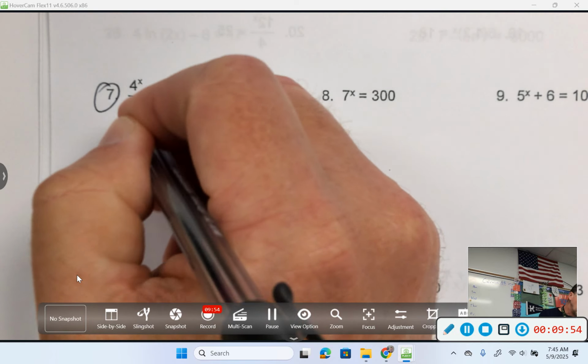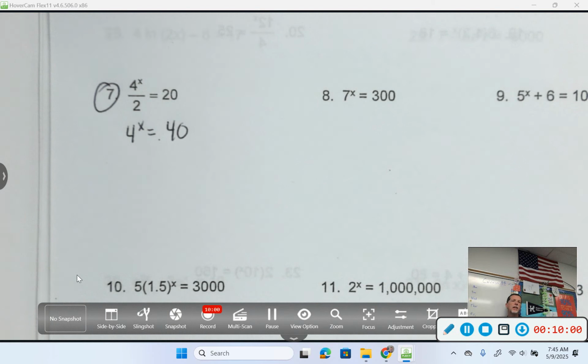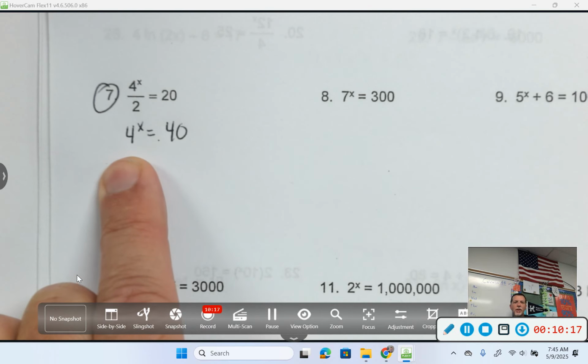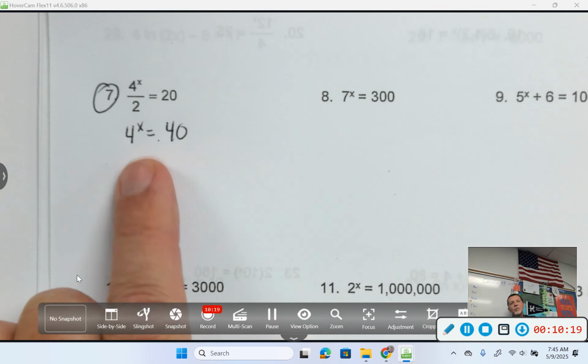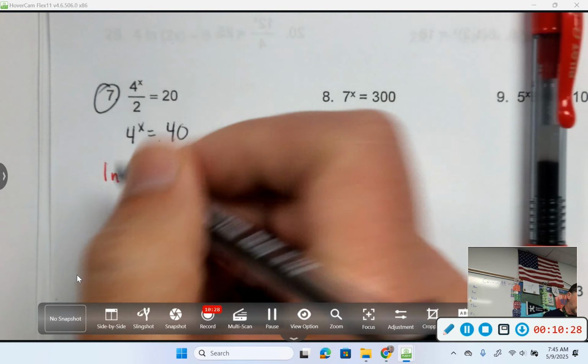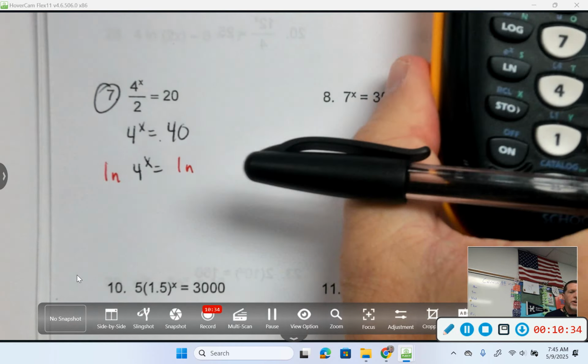4 to the x equals 40. Okay, now this is with calculator, so I'm kind of thinking already that rewriting the bases is probably not going to be possible, right? I can't rewrite 40 as 4 to some power. I guess I could write it as 4 times 10, but that doesn't really help me. So what should I do next on this problem? Natural log. Yeah, let's natural log both sides. Or log both sides, it works either way. I'm just more used to using natural log. But either log button on the calculator would work.